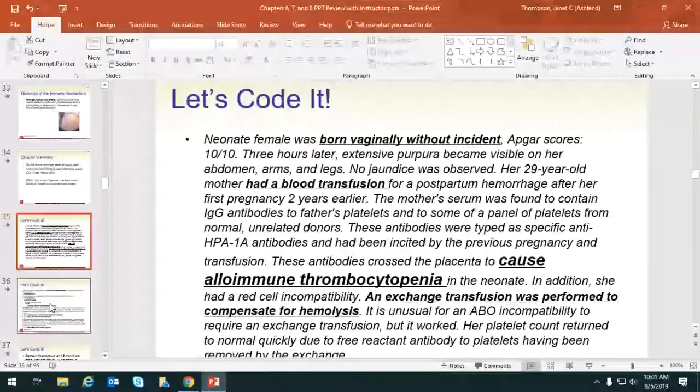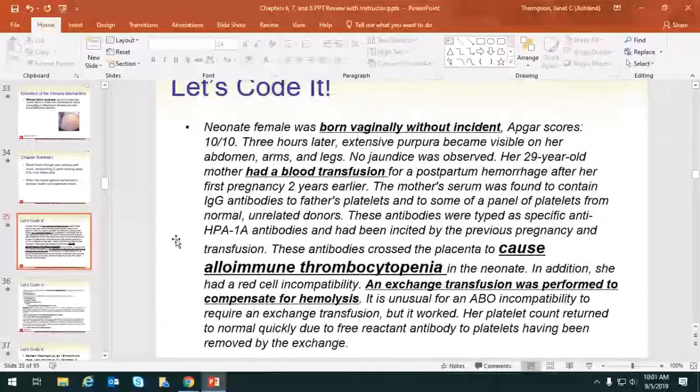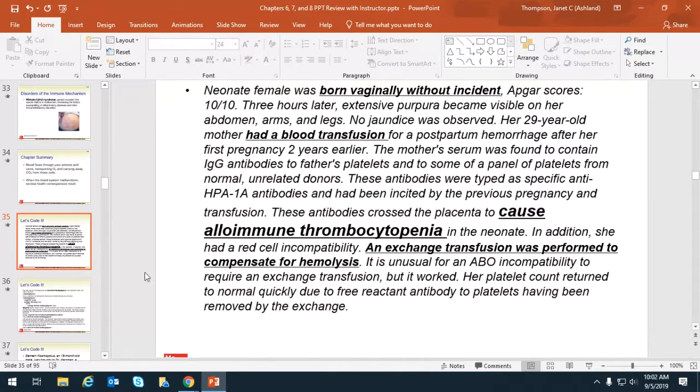Okay, now we're going to code it. Neonate female, born vaginally without incident. A 29-year-old mother had a blood transfusion from a postpartum hemorrhage from her first pregnancy. The mother's serum was found to have antibodies to the father's platelets, and these antibodies had been incited by the previous pregnancy infusion. They crossed the placenta to cause alloimmune thrombocytopenia. What a great medical term. In addition, she had red cell incompatibility. An exchange transfusion was performed to compensate for hemolysis, or the breakdown of the blood.